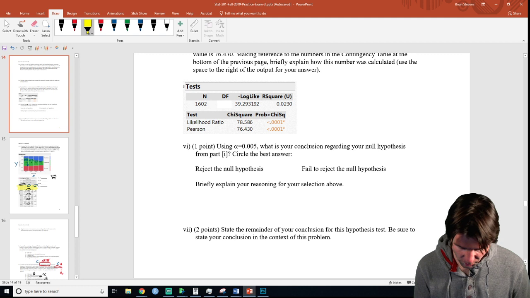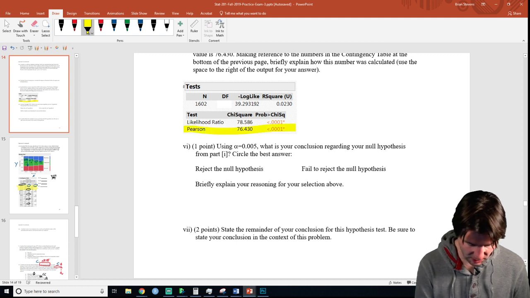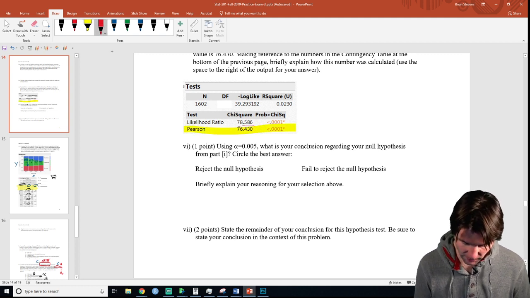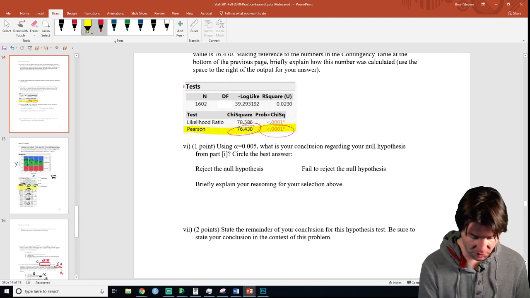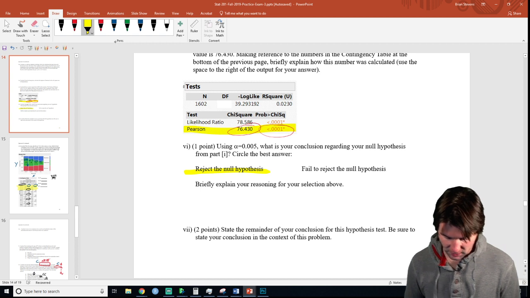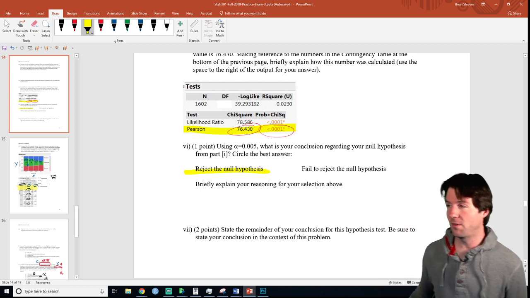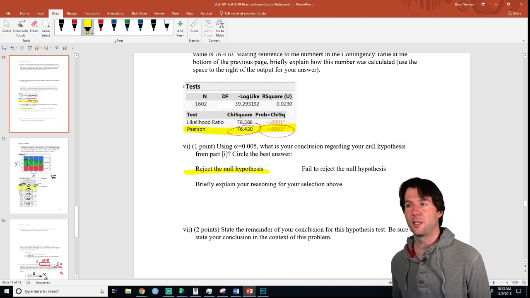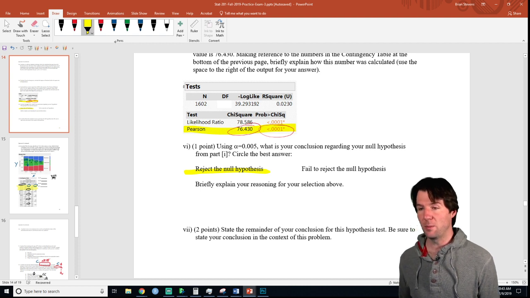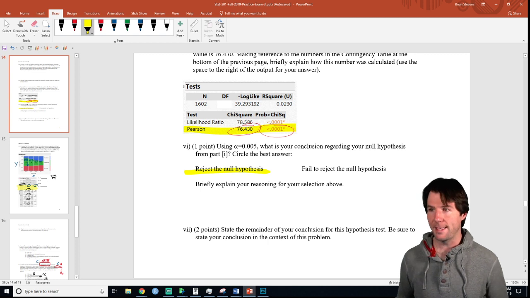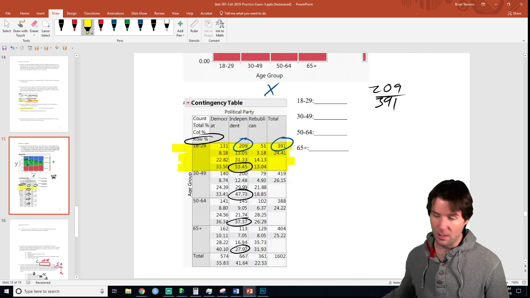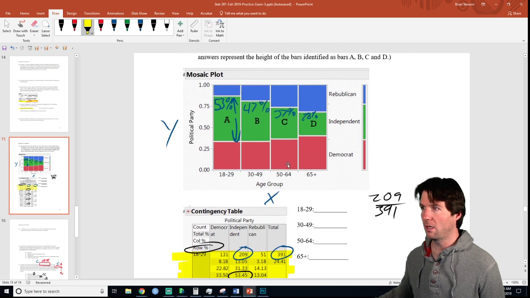The Pearson has your p-value. The p-value is the one with the Pearson. This value right here is the sum of all the cell chi-squareds. That is the p-value. So we're definitely going to reject the null hypothesis. And I would say that there is evidence that age group is not independent of someone's political party, i.e. knowing someone's age group gives you information about their political party.